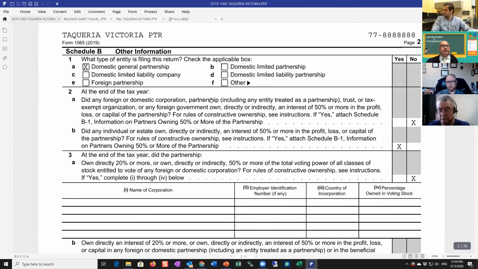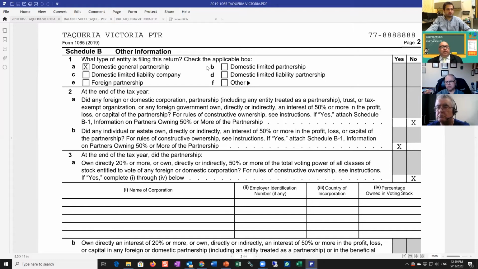The next part is Schedule B, on page 2. What kind of partnership is this? Is it a domestic general partnership or a domestic limited partnership? What is the difference? In a general partnership, all partners take part in the operations of the business. In a limited partnership, one or more partners do not participate in the operations of the business. So that is the difference.